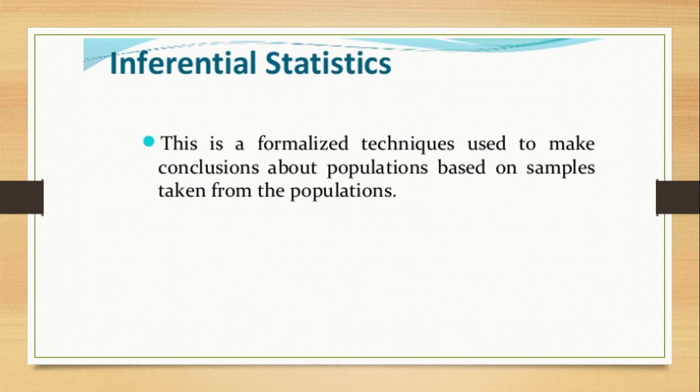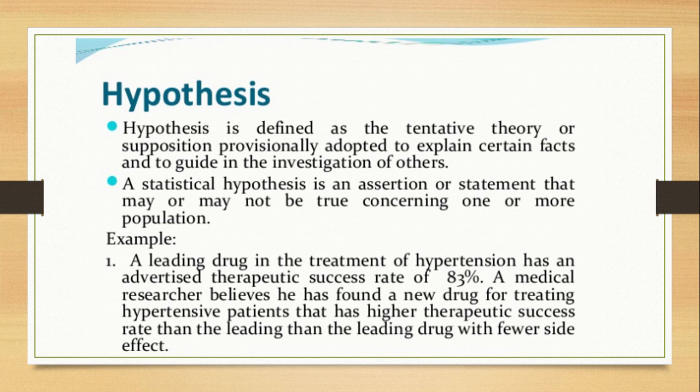Then we have what we call inferential statistics. These are formalized techniques used to make conclusions about a population based on samples taken from the population. Then next we have hypothesis. So what is this hypothesis?